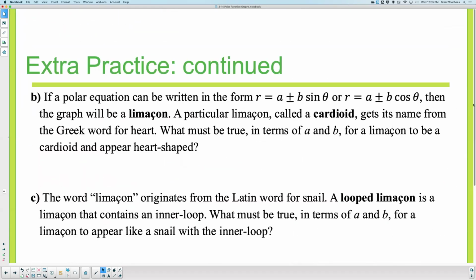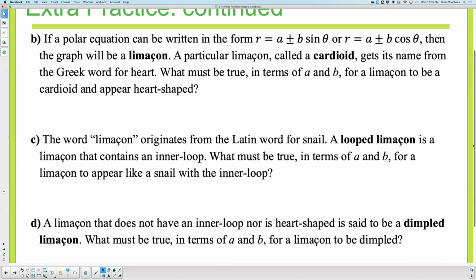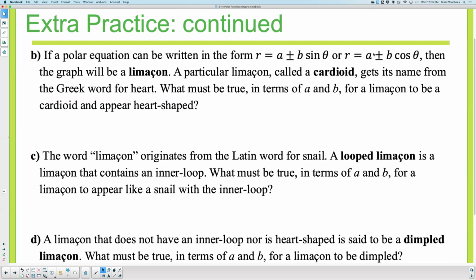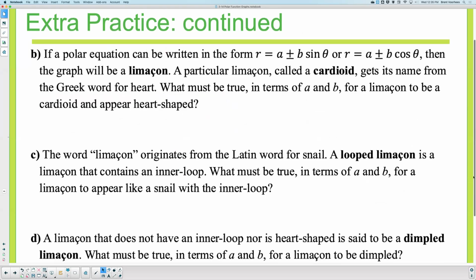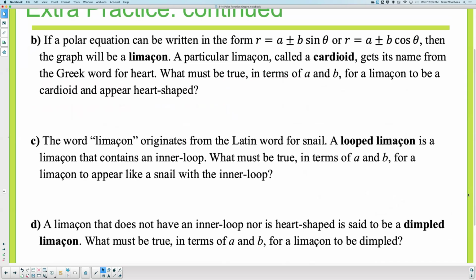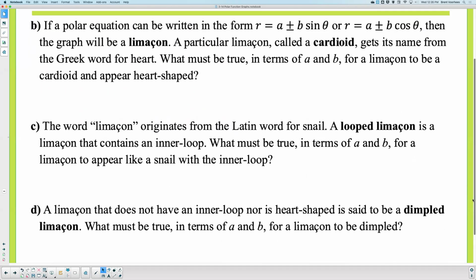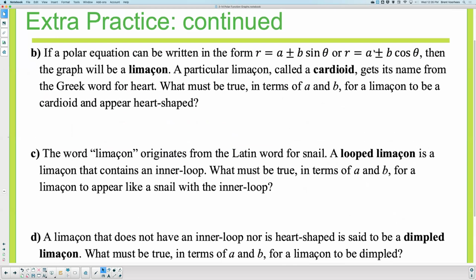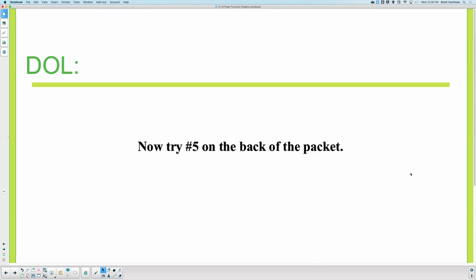And over here, you can summarize a lot of the things I've said. A cardioid is when A and B are equal. A looped limacon, or they call it a dimpled limacon. That's the same thing as convex. That happens when A is bigger than B. So anyways, you can figure that out later. Try DOL number 5.